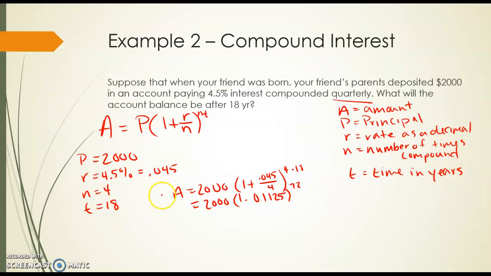So we end up with approximately $4,475.53 after 18 years. That's how much that compounded without his parents continuing to add money in there. That's what this is figuring out. And that's compound interest. Next video, we're going to talk about decay. So see you there, 8th grade.